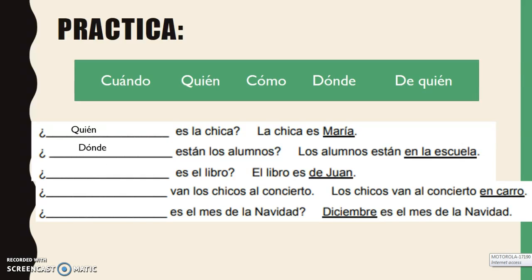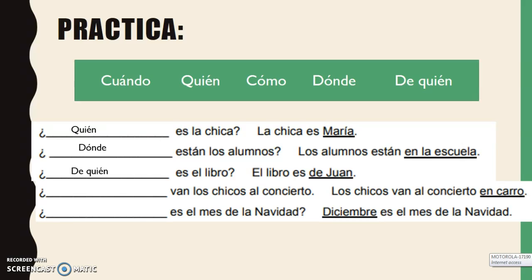Moving down, blank es el libro. El libro es de Juan. There's that keyword de. So for this one, we want to put de quién. So whose book is it? The book is Juan's. Moving down, blank van los chicos a concierto.